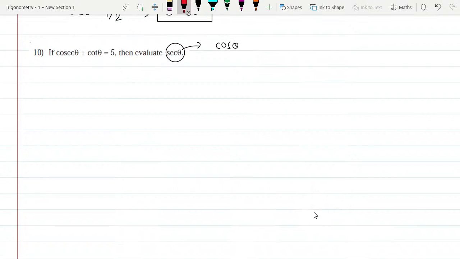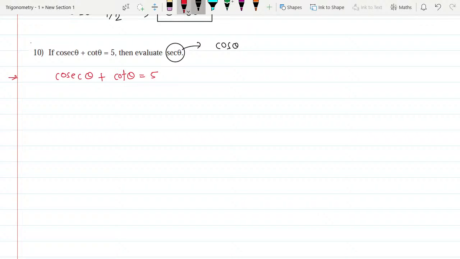Okay, so sec theta means what? It's a 1 by cos theta. Use the given condition. So cosec theta plus cot theta, it is equals to 5. Okay, you want sec or cos. You want sec or cos. So can I convert cosec into cos directly? Can I convert the cosec into cos directly? So this is not cos, actually this is cot.